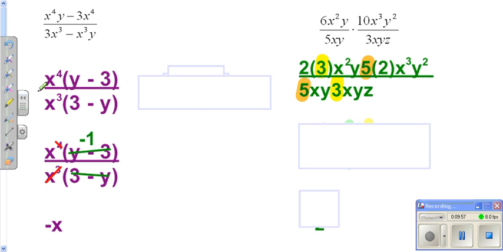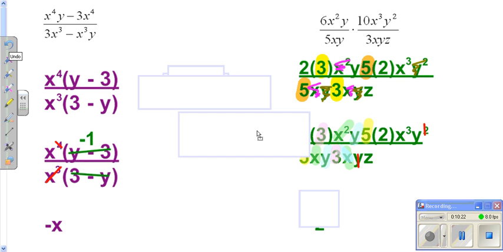You also have an x times an x, which is an x squared on the bottom. That should drop out your x squared on the top. You also have a y times a y, which is a y squared, which should drop out your y squared on top. We also have a z on the bottom.